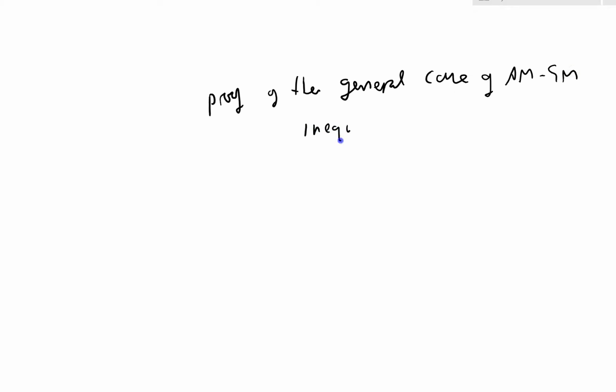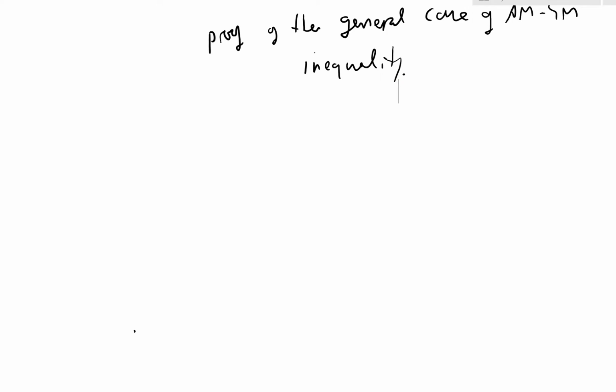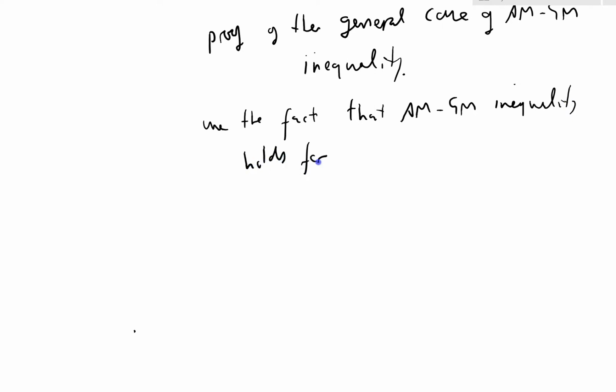Okay, I'm going to give a proof of the general case of the arithmetic geometric mean inequality. What I'm going to use is the fact that the arithmetic geometric mean inequality holds for m a power of 2.